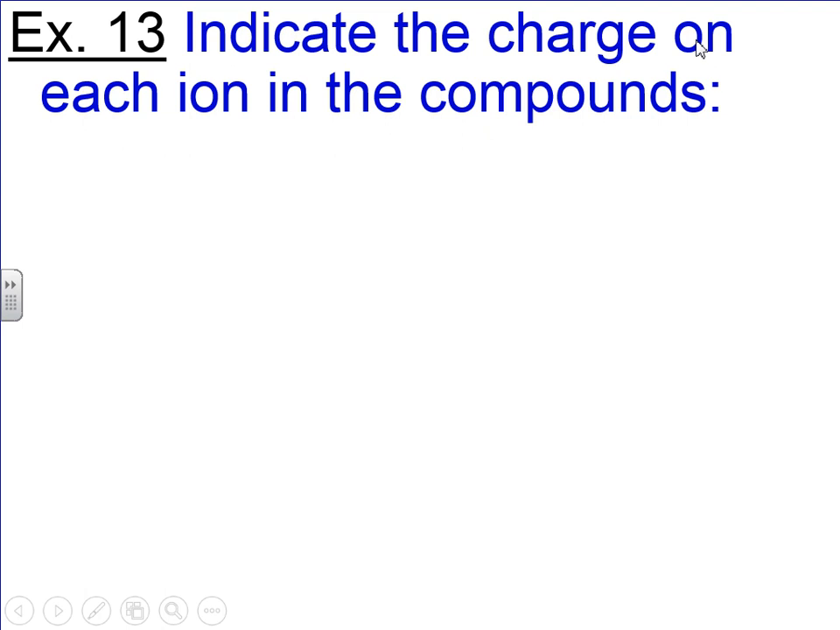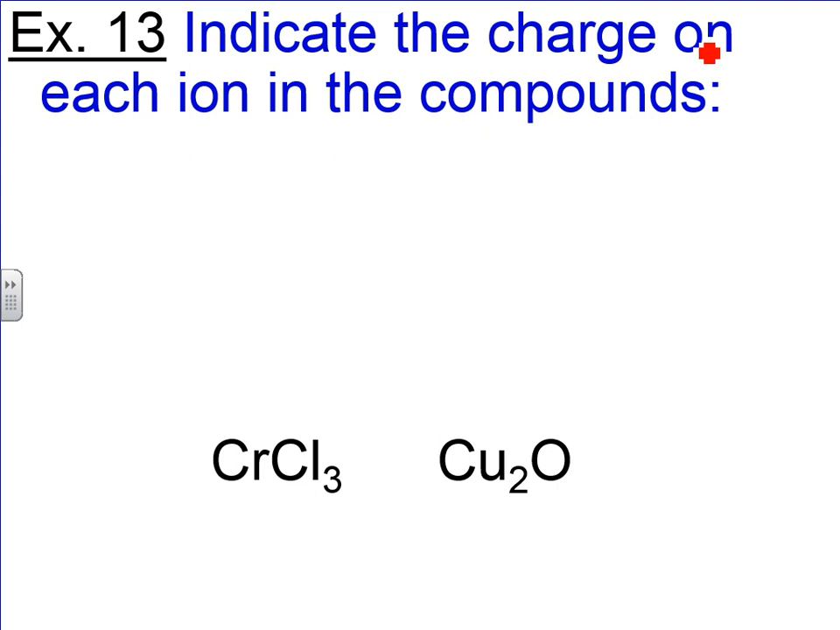So it says indicate the charge on each of these compounds, on the ions of each of these compounds. So let's do the same thing but backwards. What I'm going to do is essentially break apart chromium and chlorine into its elements. Here's chromium and here's chlorine. And I'm going to ask what's the charge on each.